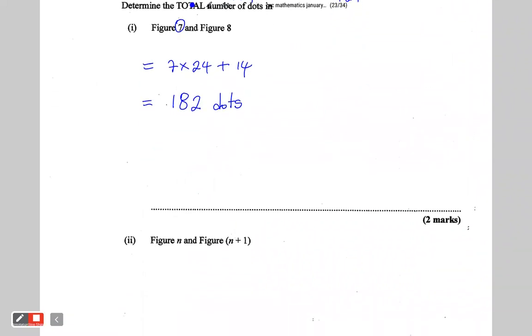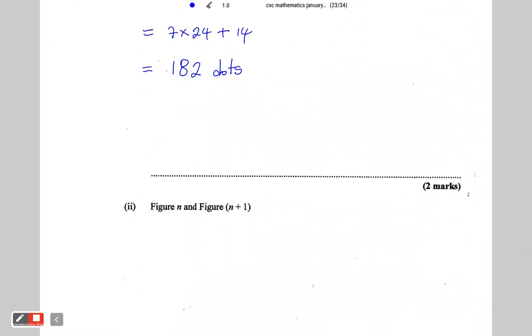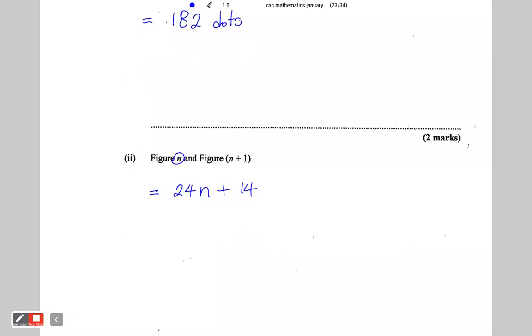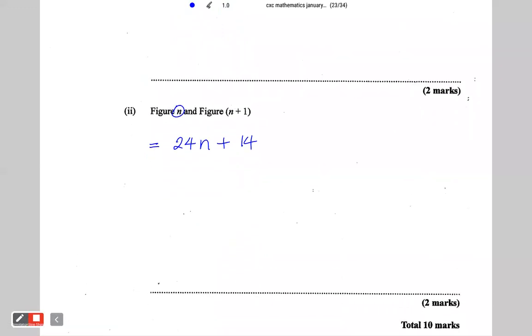Finally, we're asked for now the number of dots in the nth figure. Well, the basic answer there is it's always 24 times the figure number. So it's 24n plus 14. So the number of dots in figure n and figure n plus 1 is 24n plus 14. All right. And of course, that is the end of the question.